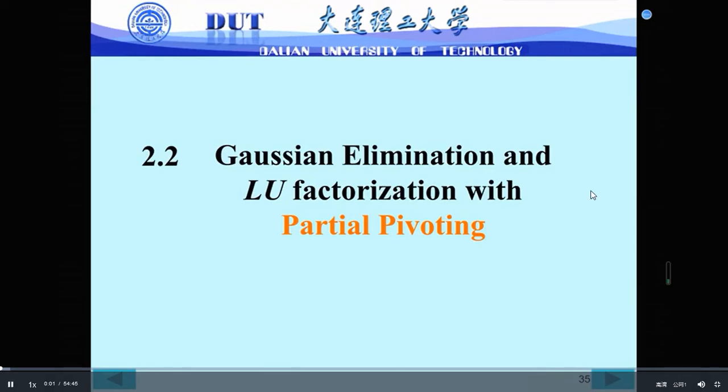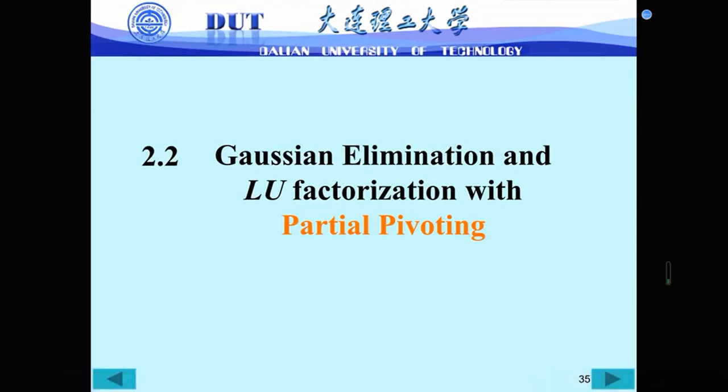Hello everyone. Last week we learned Gaussian elimination and LU factorization, right? In this section 2, we need some improvement on Gaussian elimination and LU factorization with partial pivoting. Partial means not global, just part of the rows, and pivoting. Firstly, we should know what a pivot is.